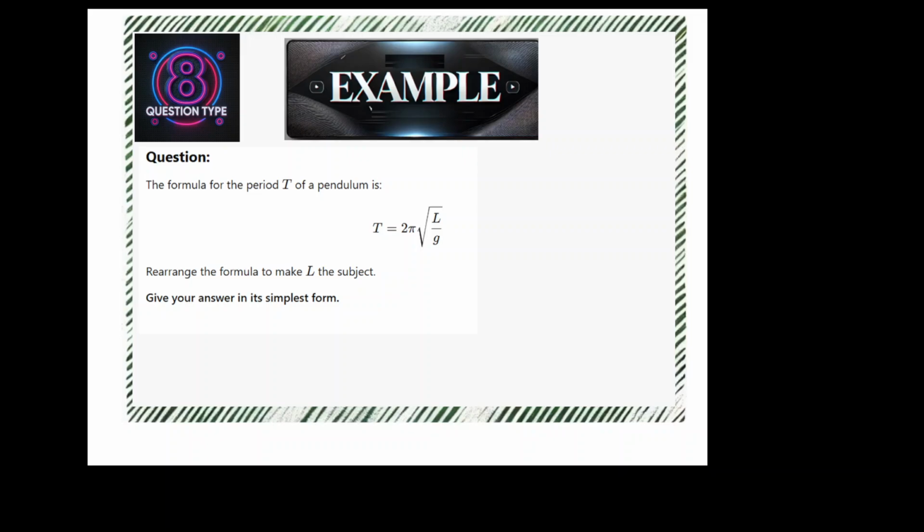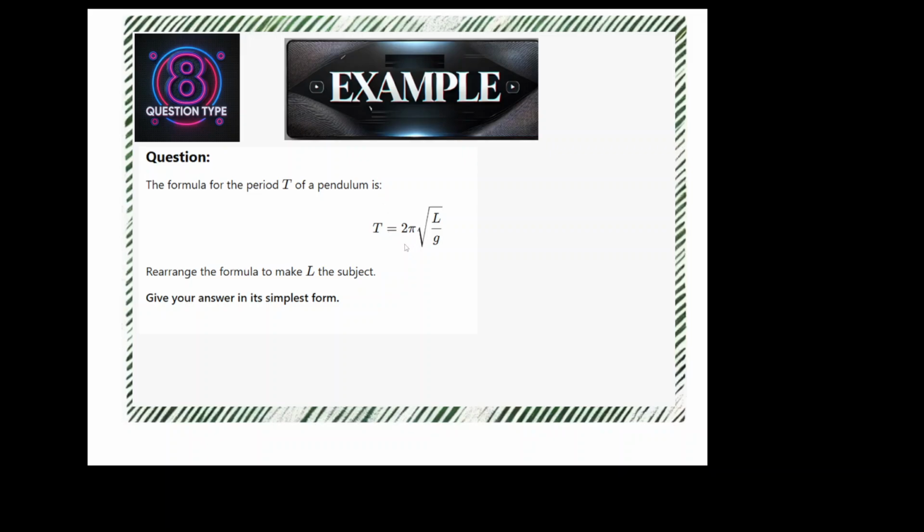The formula for the period capital T of a pendulum is given by T is equal to 2 pi square root L over G. Rearrange the formula to make L the subject. Now, this question is slightly trickier compared to the other question. The reason is the square root. But it's very easy to do this actually if you know what to do.